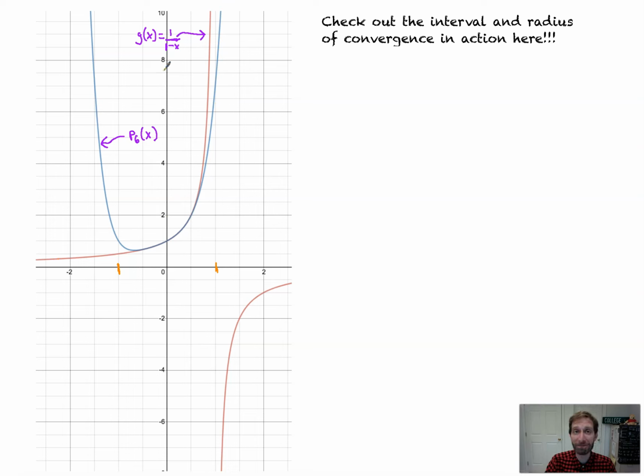Isn't that cool? I think it's really neat. So that's the interval of convergence in action on the graph. And I told you to check out the radius of convergence too. The radius of convergence being a distance, we're centered at 0, of 1. 1 in either direction. There's the interval right there. You see it in action.